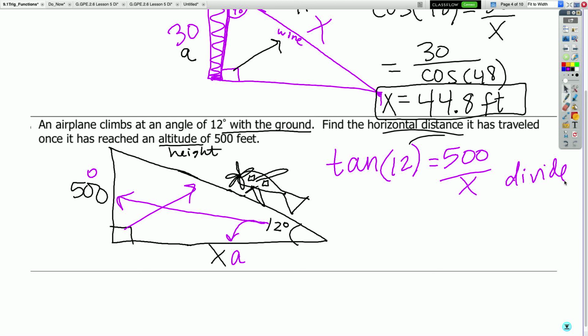Very good. So I'll give you guys a second. Is it in feet? Yeah, it's in feet. So that'll be the distance traveled in feet. So 500 divided by 12 tan, and the equal sign. That's a big number. It is a big number, but it's a big plane. What did we get? 2,352.3. Very good. 2,352.3 feet.